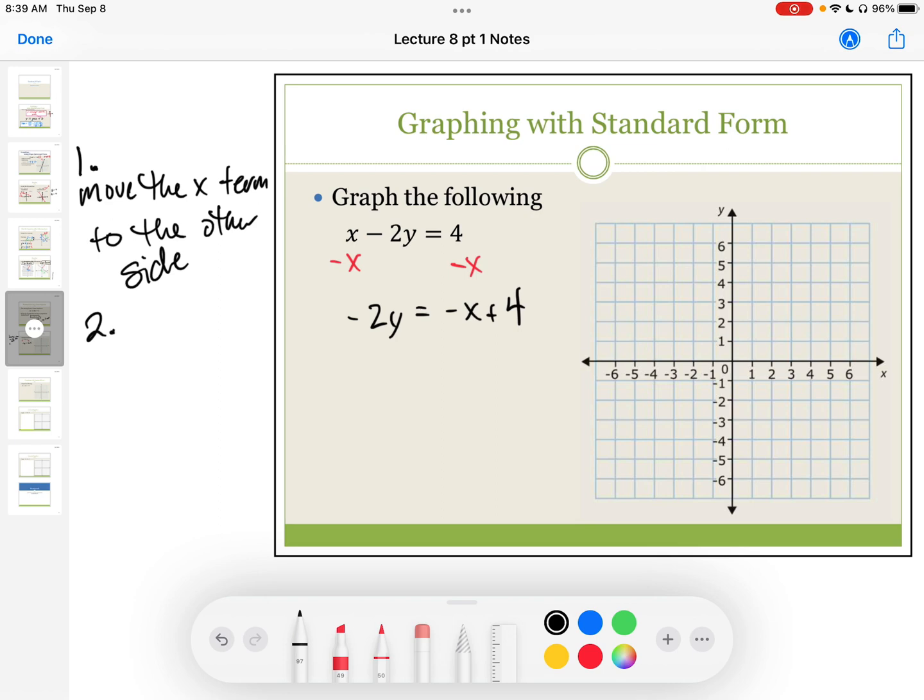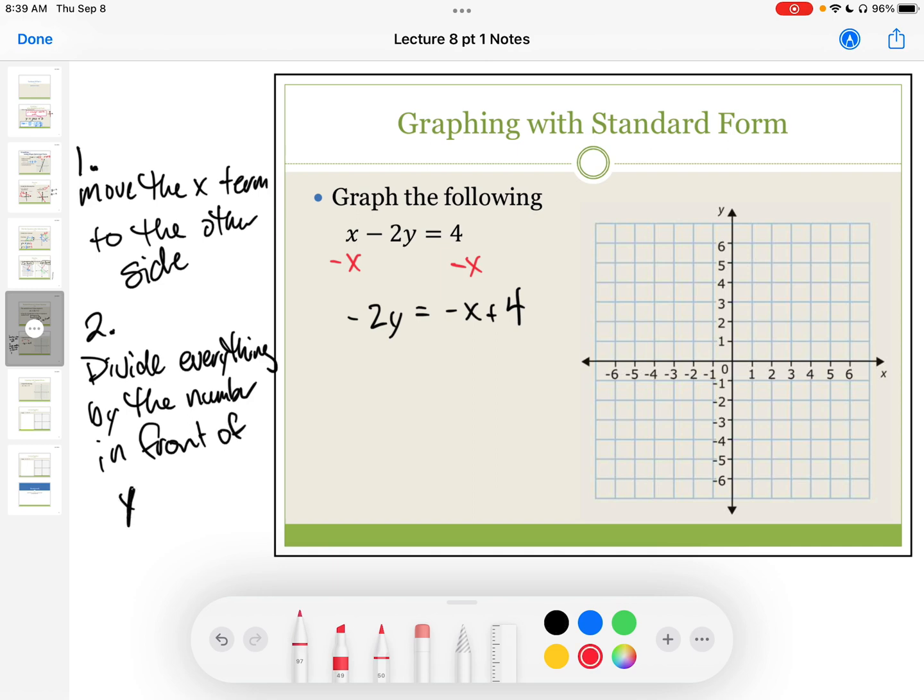The second step, I need to divide everything by the number in front of the y. So what's in front of the y here? Well, there's a negative 2 in front of the y here. So now I'm going to divide everything by that negative 2. And I like to show that I'm dividing each individual thing by negative 2 because I think it makes it easier for us to understand what we're doing. So those two negative 2's cancel.